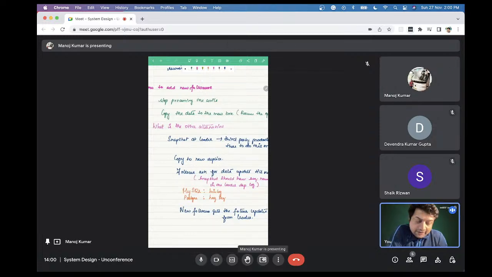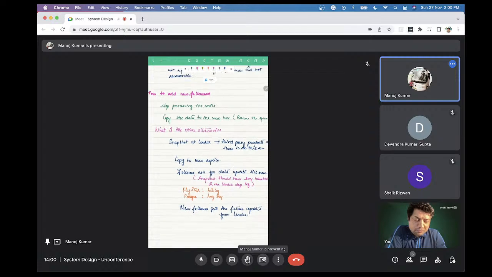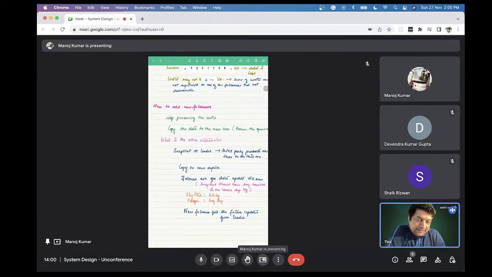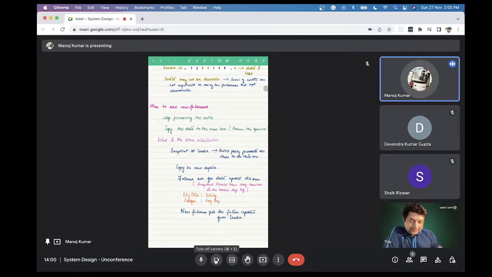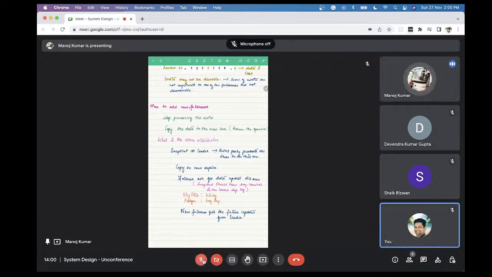One query here. Yeah, sure. The terms master and leader, or slave and follower, are they the same, or are there any differences? No, it's almost the same. Master, leader, they are all the same. Slave, followers, or replicas, all these are the same. Sure. Okay, great.